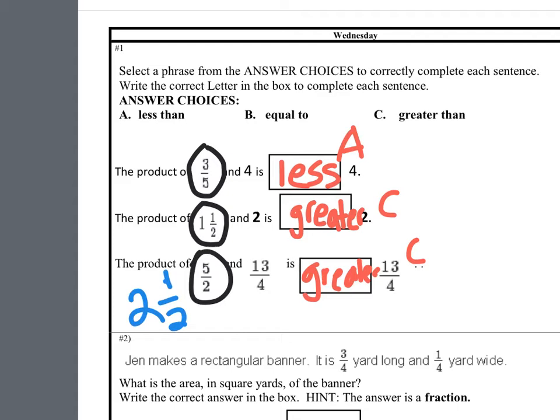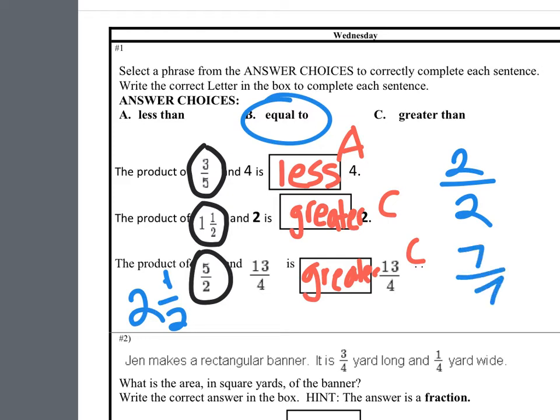There won't be any equal to. Equal to, when you multiply a fraction, it has to be like 2 out of 2 or 7 out of 7 to make it one whole, which will then make it equal to. But 3/5 is less than 1, so your answer will get smaller. 1 and 1/2 is bigger than 1, so you'll get greater. And 5/2 is really 2 and 1/2, so it'll be greater.